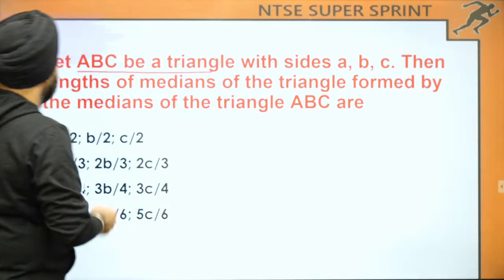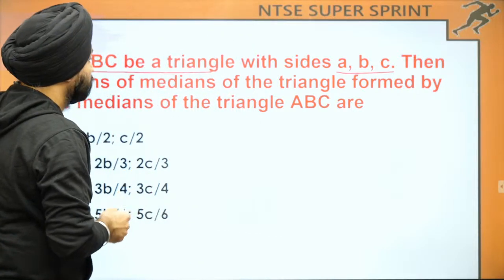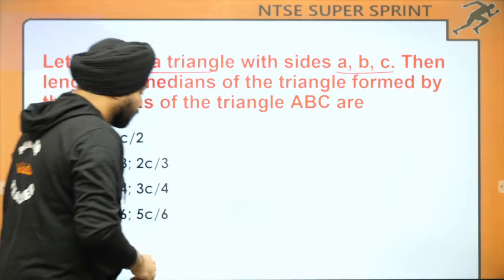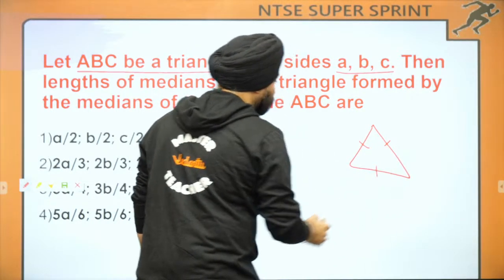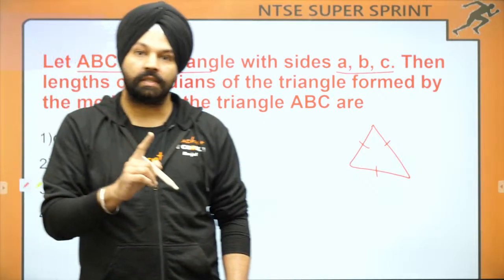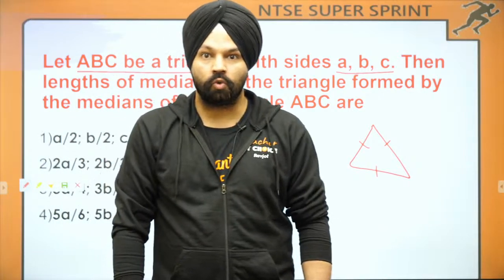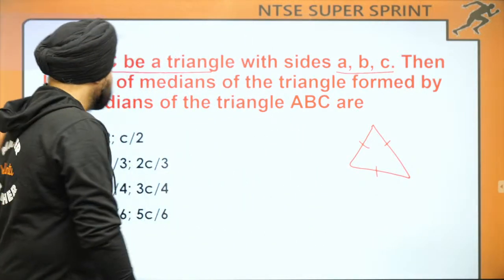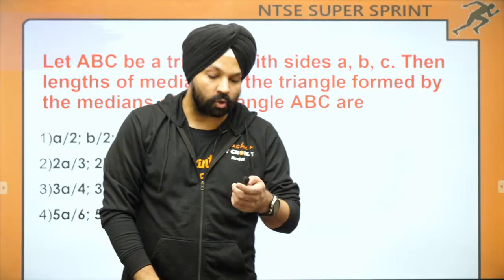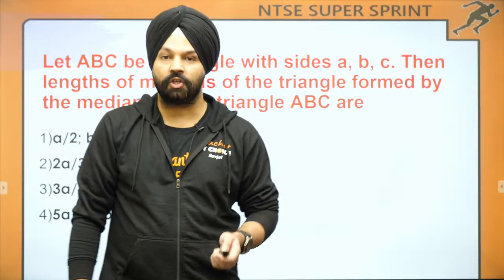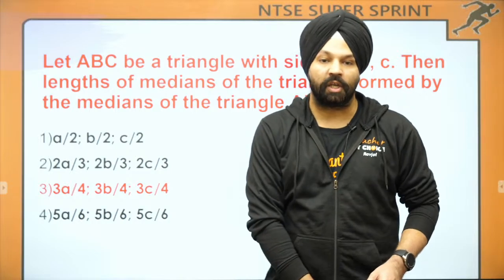Look how. So he says ABC is a triangle with sides a, b, c, and then the lengths of the medians of the triangle formed by the medians of the triangle. It means you have to draw a triangle whose sides are the medians of this triangle ABC, and then he is looking for the medians of this particular triangle, right? It sounds a little complex. What is the answer? The answer to the question is the third option. Let's see the answer once, then I will tell you how we can do it by a shortcut. So the answer is 3a by 4, 3b by 4 and 3c by 4.